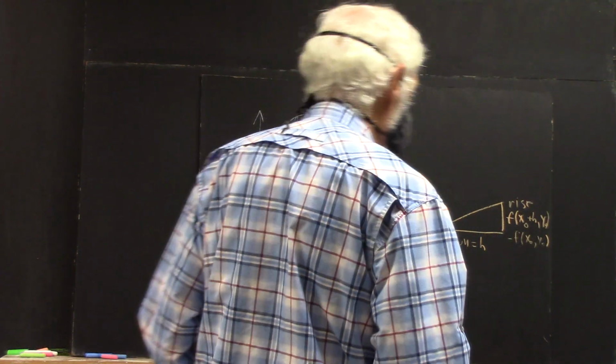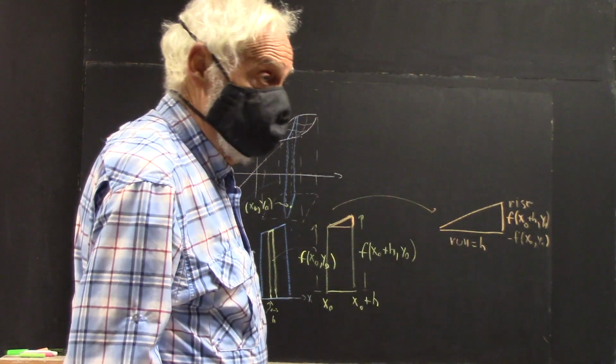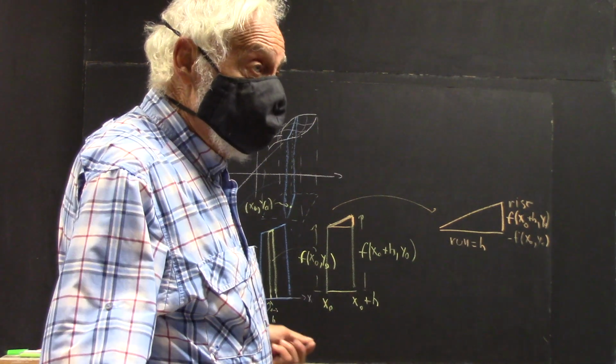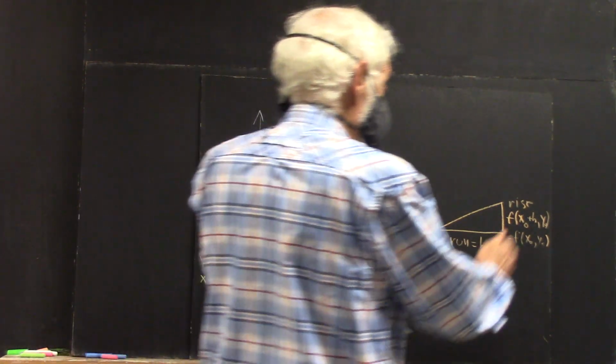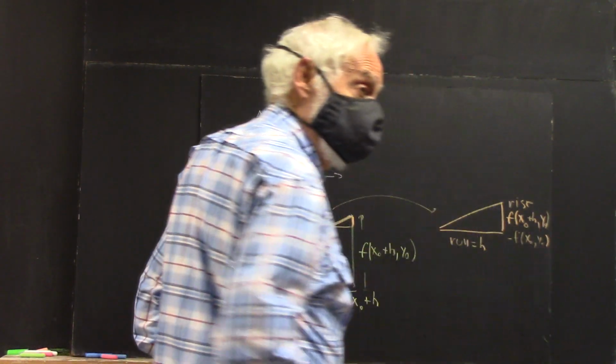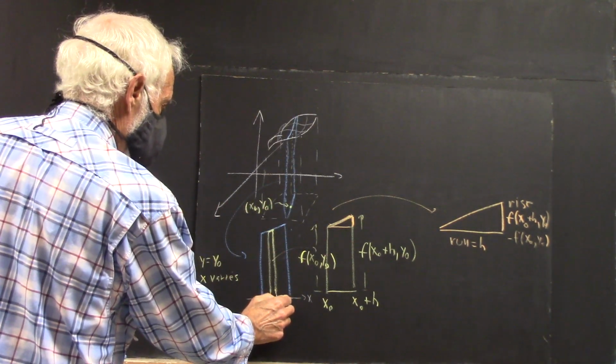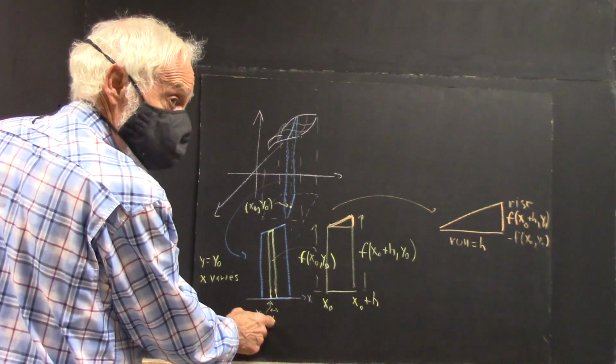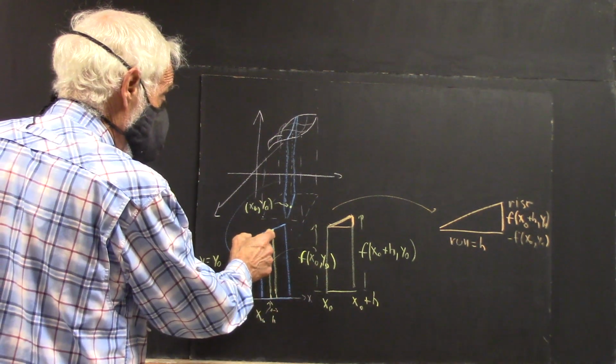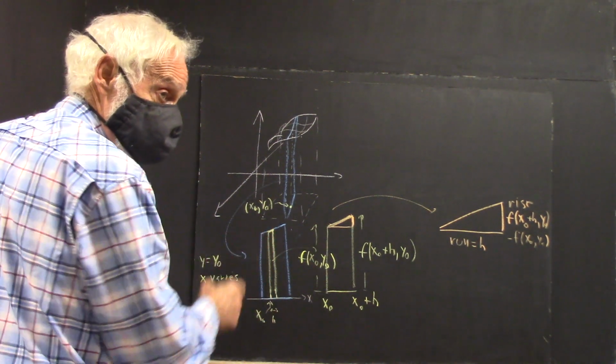So the slope, which is the approximate derivative, that's what the derivative means. The derivative is the limit as h approaches 0 of this slope. In other words, it's the limit as you shrink this thing down toward x naught. The limit as h approaches 0 is going to give you the instantaneous slope at this point.